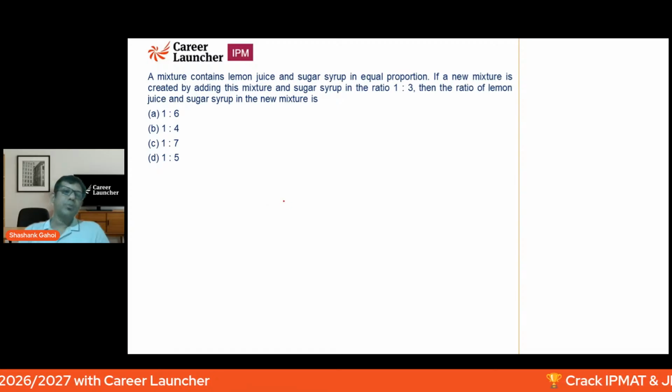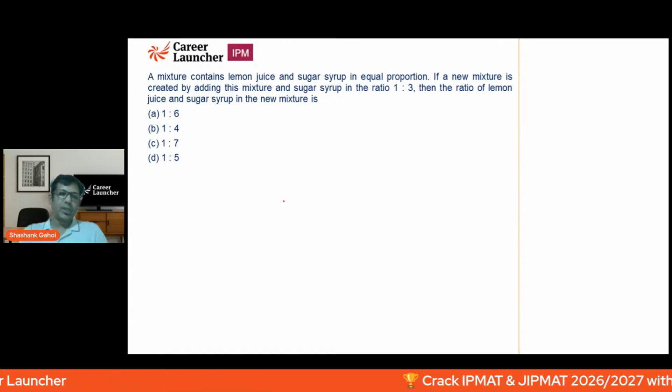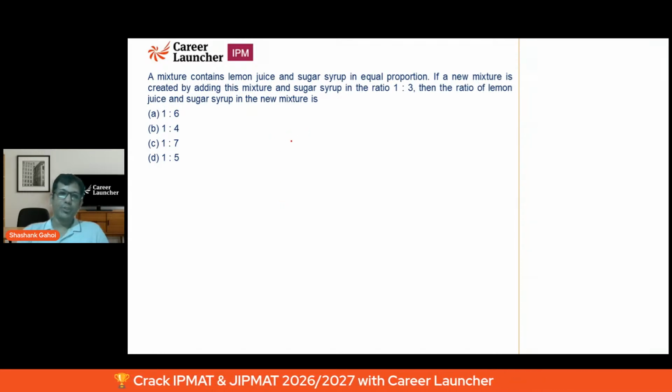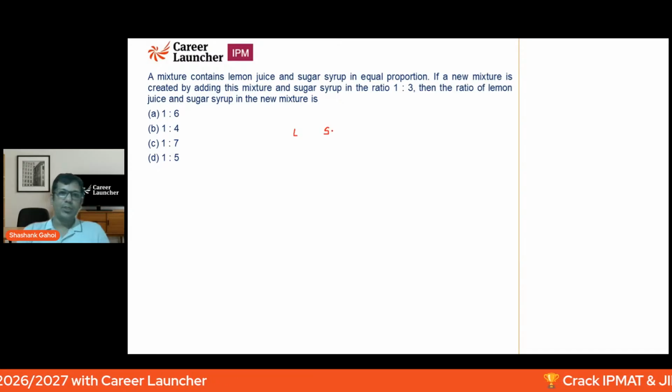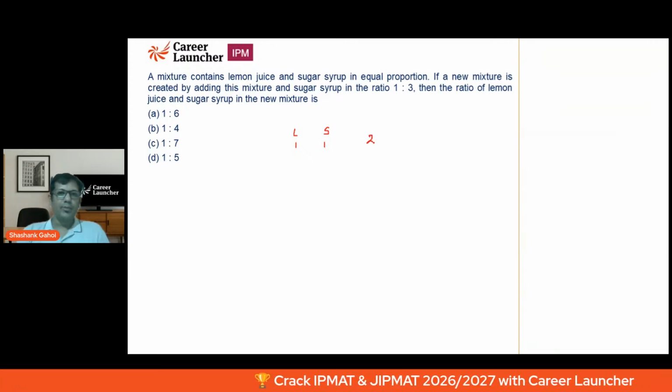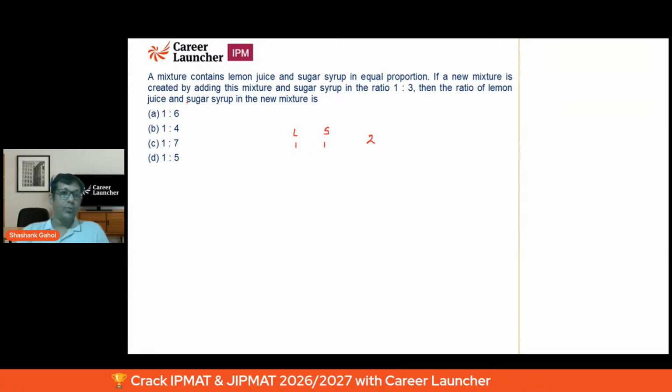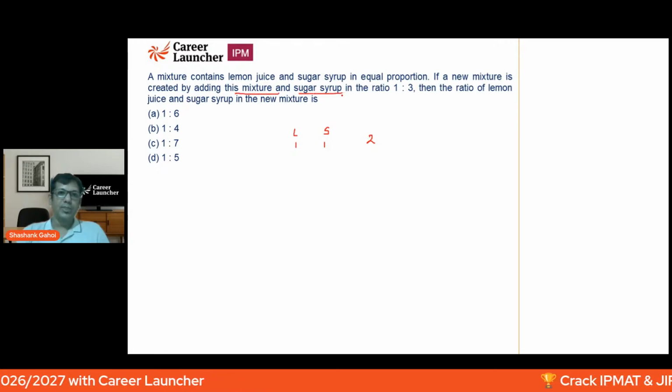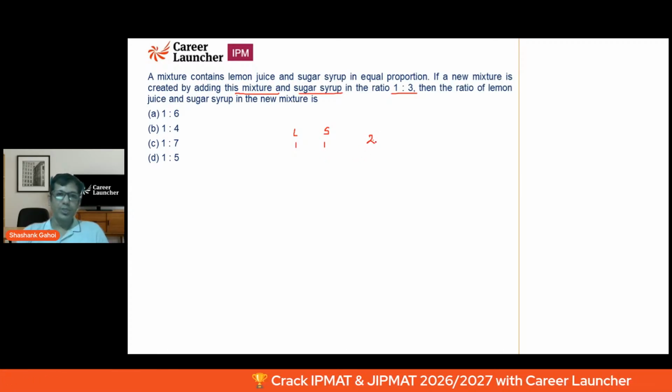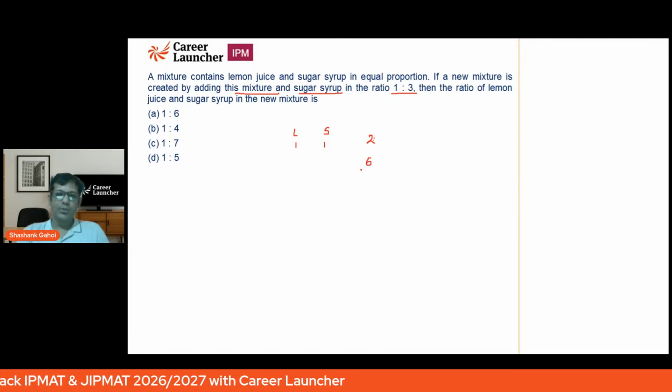So basically, this question says that a mixture contains lemon juice and syrup in equal proportion. Okay. So lemon juice and syrup in equal proportion means 1 and 1. 1 is to 1. So total quantity becomes 2. If a new mixture is created by adding this mixture, meaning 2, and syrup in the ratio of 1 is to 3. Okay. So if it is 2, then sugar syrup should be 6. Okay, because ratio should be 1 is to 3.